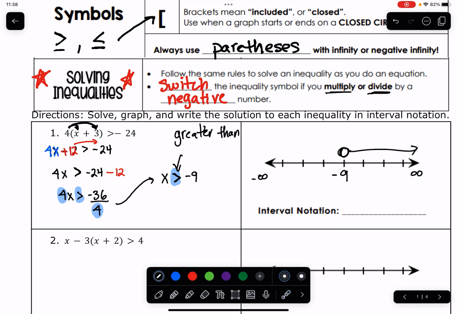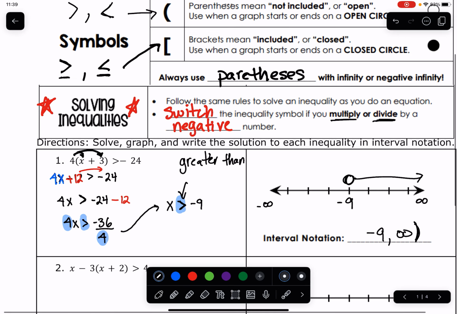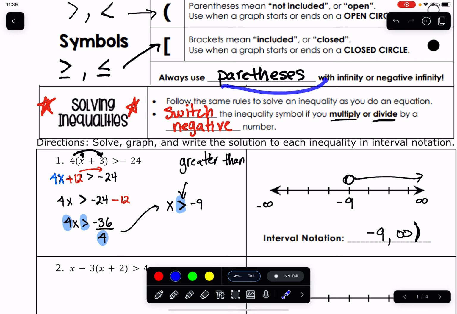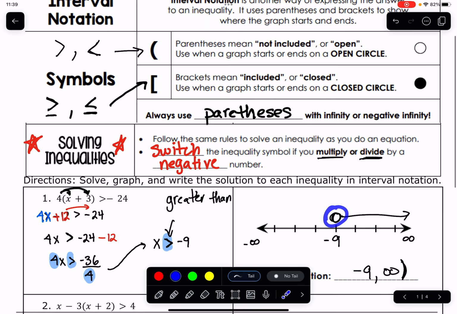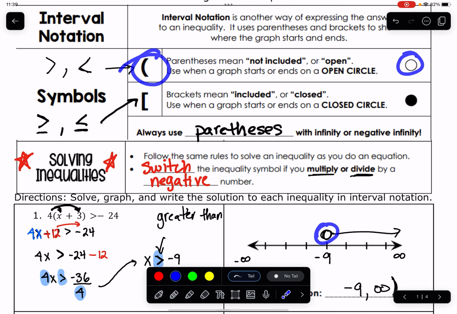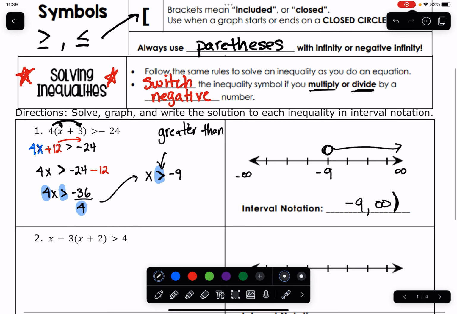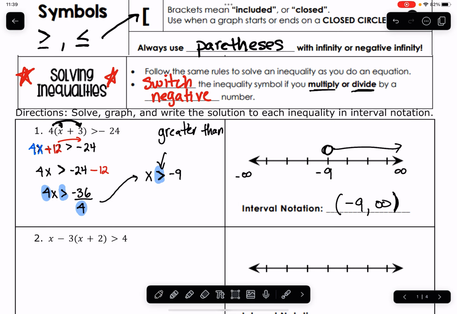Now, in interval notation, our interval, again, will start at the endpoint of negative 9, and since it's pointing to the right, we will end at positive infinity. Now, with the infinity, again, we always use parentheses, whether positive or negative infinity. Now, with the 9, because the 9 is open, we're going to use parentheses on that endpoint too, and that's our solution.